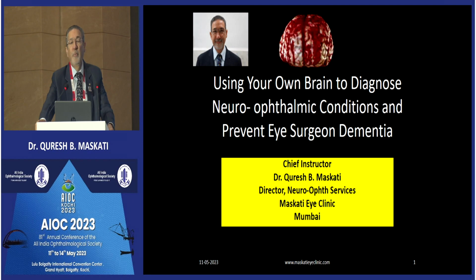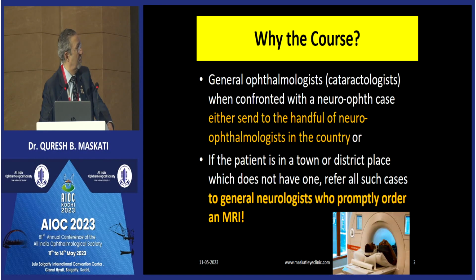So this is actually designed to prevent dementia in all of us by using our gray cells a little more. That is the object of this course. So usually we send our patients to the handful of neuro-ophthalmologists in the country, or if the patient is in a town or district place, we refer such cases to general neurologists who promptly order an MRI.